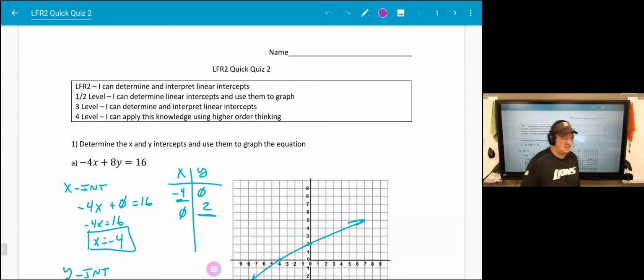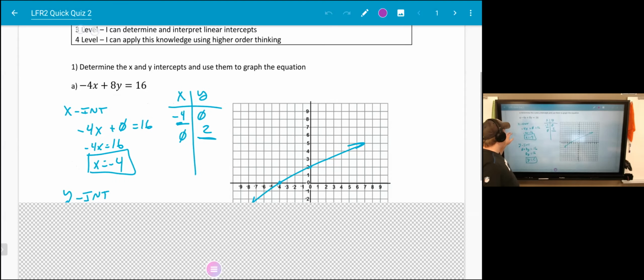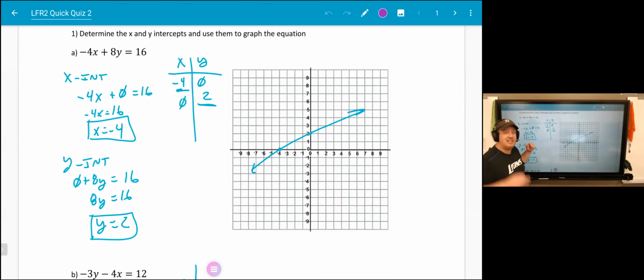Anyway, so let's go ahead and take a look at this business. Determine the x and y intercepts. Use them to graph the equations. We remember here that when I'm trying to find the x-intercept, we set y equal to 0 and solve for x. So I end up with negative 4x equals 16. Divide both sides by negative 4 and x equals negative 4. In other words, x is negative 4 and y is 0. That point goes there.